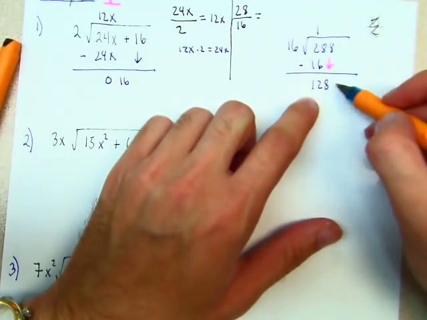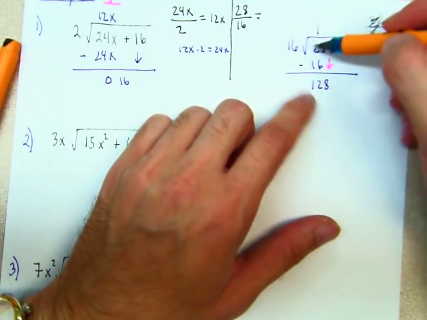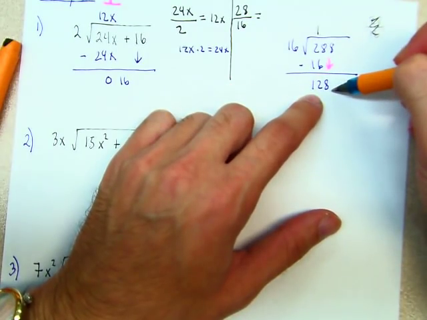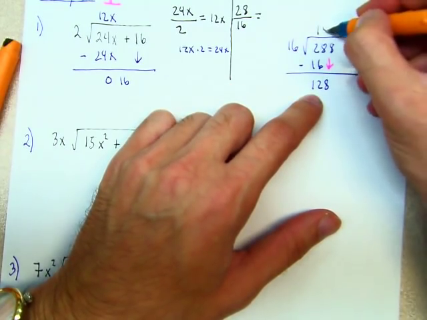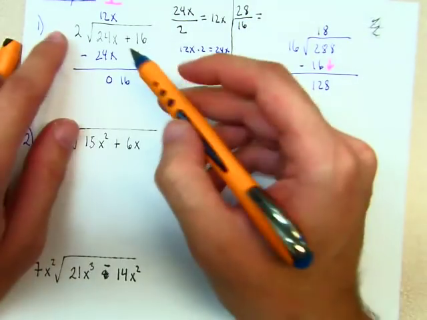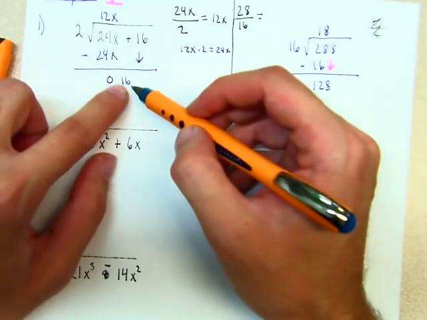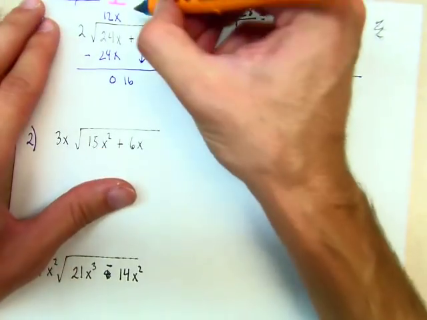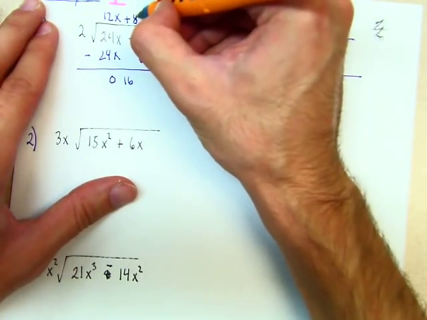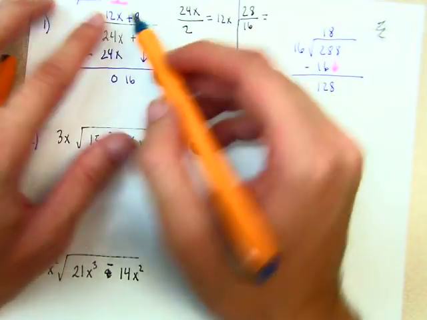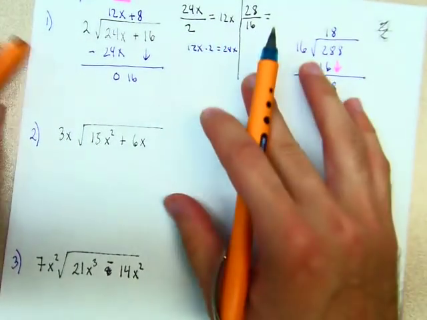And now, what did we do over here? We ask ourselves, how many times does 16 go into 128? And it was 8 times. Here, you ask yourself, how many times does 2 go into 16? And this is positive 8 times. Okay, it's very important to have positive 8 times, because sometimes we're going to work with negatives.